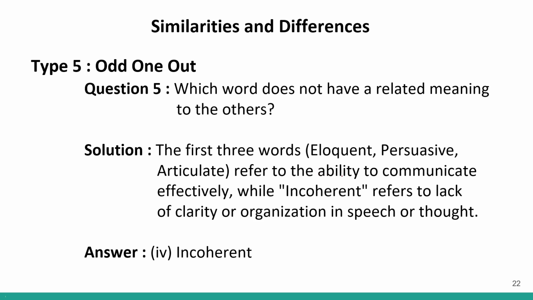Okay? Here you can see eloquent, persuasive, articulate refers to the ability to communicate effectively, while incoherent refers to lack of clarity or organization in speech or thought. So this is how you solve questions for odd one out.